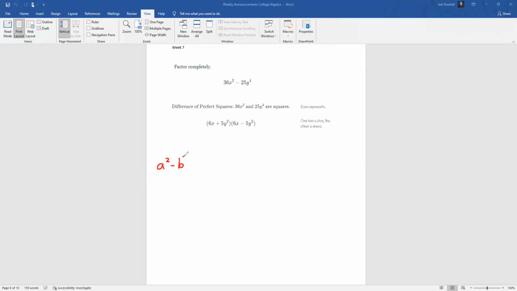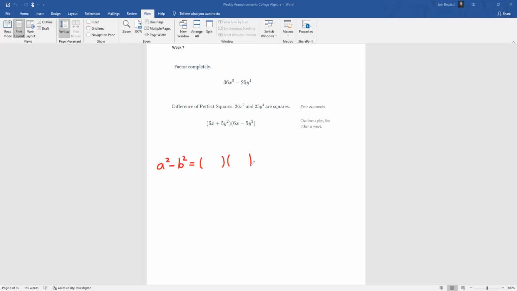And the reason this is called a difference of squares is because you're subtracting, which is denoted by the subtraction symbol here in the middle, but you're also subtracting squares. Notice that both of the exponents are 2. So we have a difference of squares. And anytime you factor a difference of squares, the factorization is going to look like this.